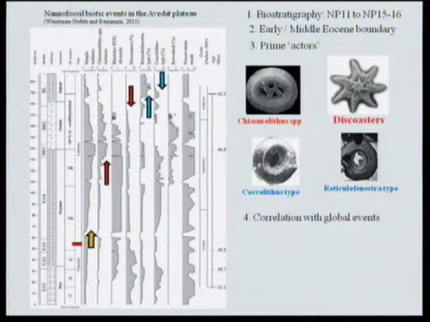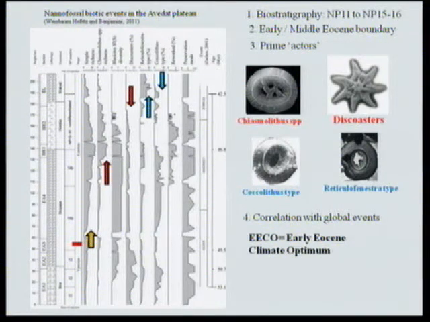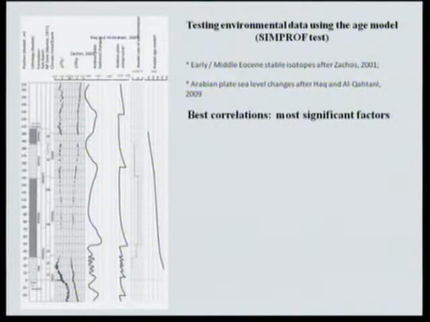So, we can make a correlation with global events. We can find where the EECO was. It was right over here. You remember when the discoasters were at their best. We can also find the cooling stage and the stable stage. We can correlate what happened to the rest of the world.